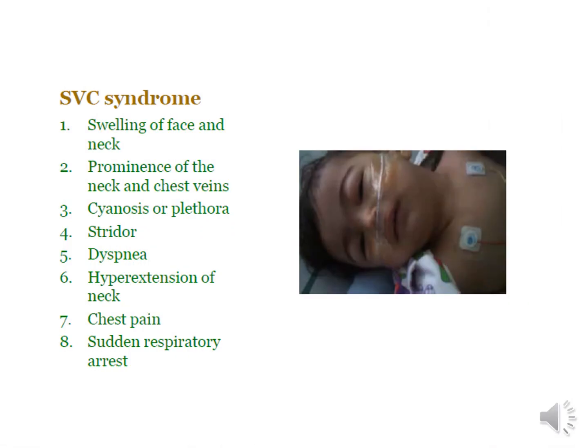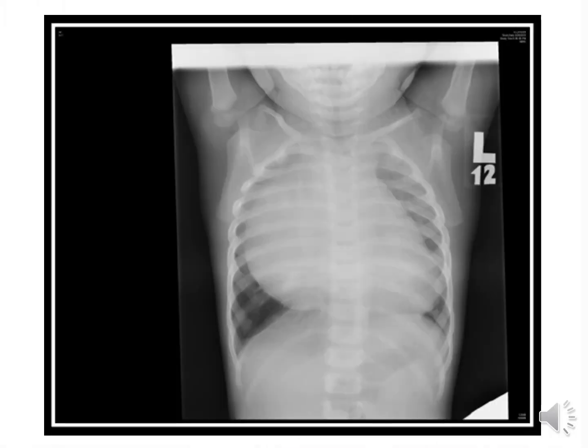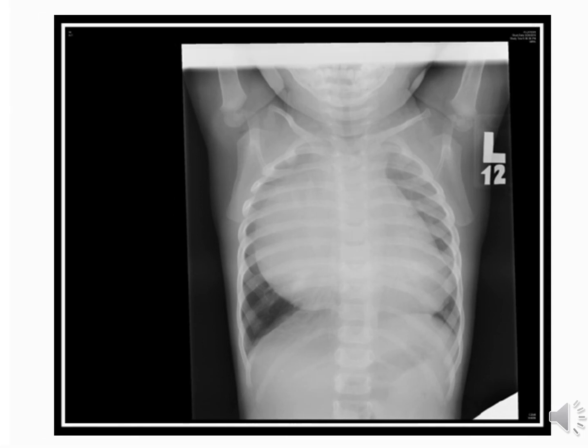The superior vena cava syndrome includes features like face swelling and neck swelling, prominence of chest veins and neck veins, presence of cyanosis or plethora, stridor, dyspnea, and sometimes hyperextension of the neck and chest pain, and sometimes respiratory arrest. This is a chest X-ray for a huge mediastinal mass that can lead to superior vena cava syndrome.